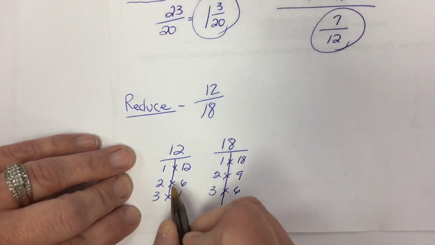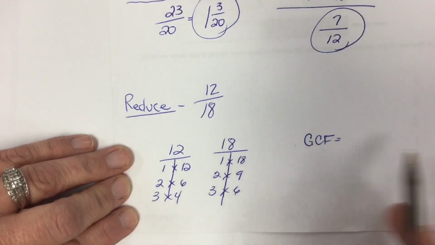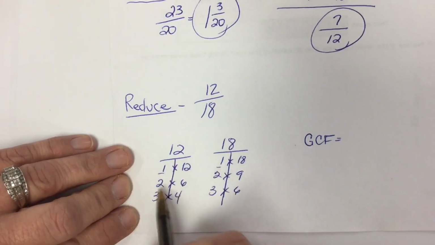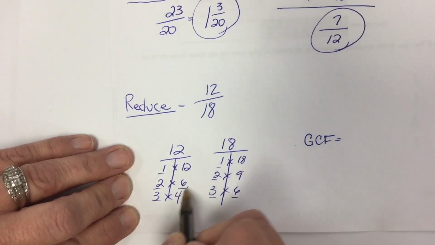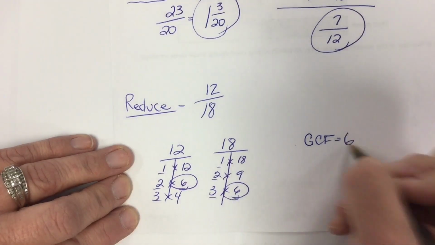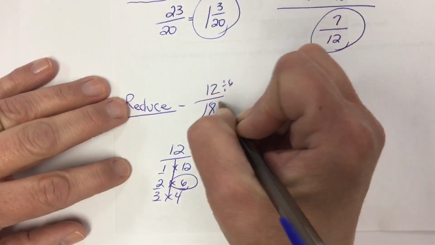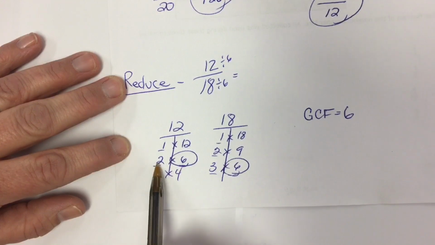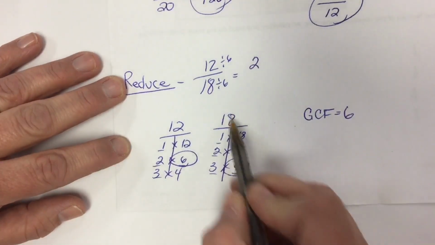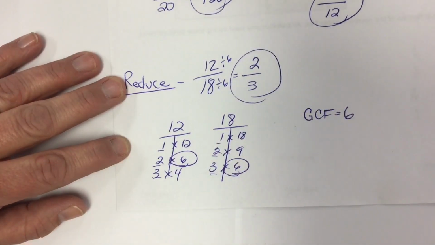So we're looking for the greatest common factor, the GCF. That's the biggest number they both have in common. So they both have a 1, a 2, a 3, a 6, and that's it. So the greatest common factor is 6. That means we're going to divide the numerator by 6, and we're going to divide the denominator by 6. 12 divided by 6 is 2. 18 divided by 6 is 3. So it reduces to 2/3.